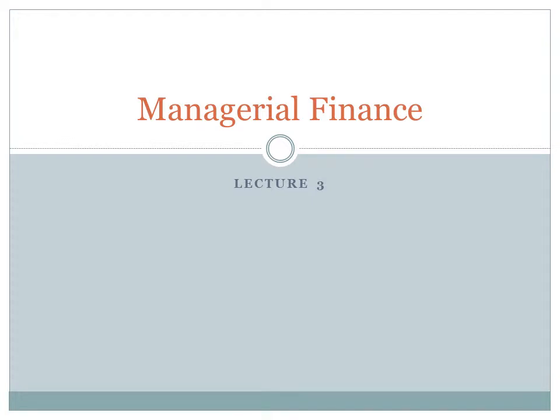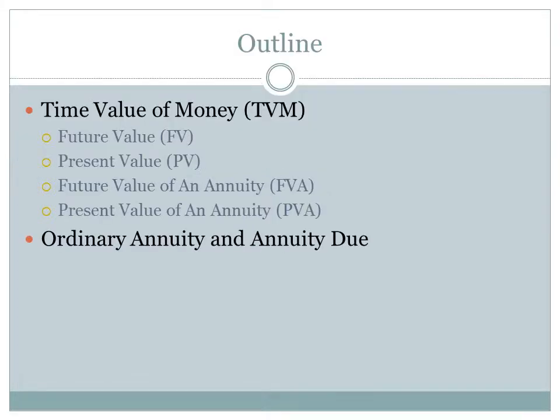Hello everyone. In this lecture we'll study time value of money, which is also called discounted cash flow analysis. Time value of money includes future value, present value, future value of an annuity, and present value of an annuity. And we also study the difference between ordinary annuity and annuity due.